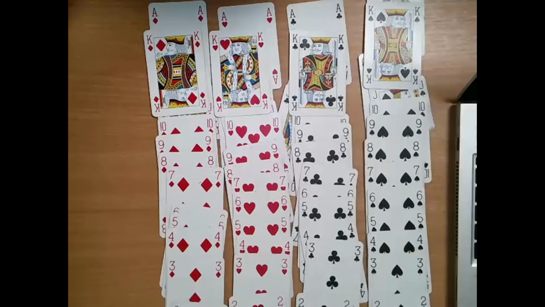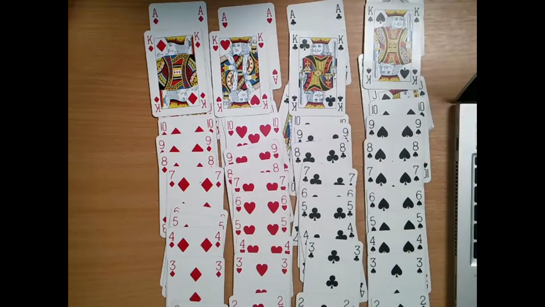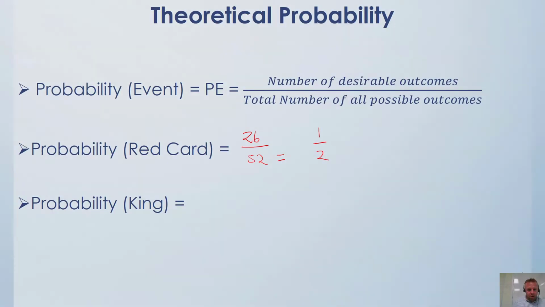So again, 4 kings, that's the number of desirable outcomes that we want, and the total then is 52. Just to do the math side of it, in your written probability format, we're asked to get the probability of a king. We've already identified that there are 4 kings, so 4 over the total, always 52. I simplify that by dividing both by 4, and I get 1 over 13. So that's the probability of getting a king.